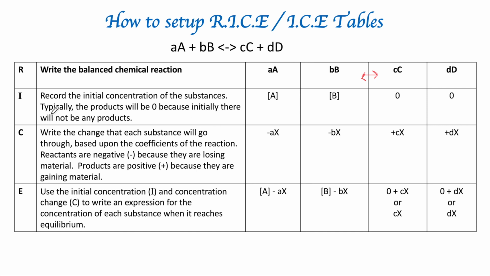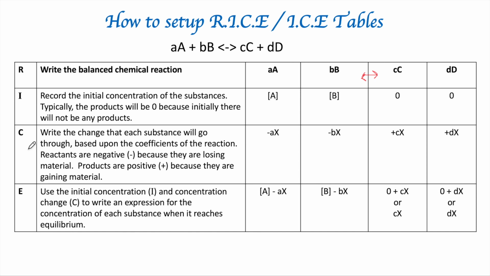Now, for the I part of it, this is where you record the initial concentration of substances. Typically the products will be 0, because right at the very beginning, you have nothing but reactants and no products. So you write down the concentration of A and the concentration of B. But for C and D, there's nothing, because before the reaction starts, none of this exists. So both of these are going to be 0.